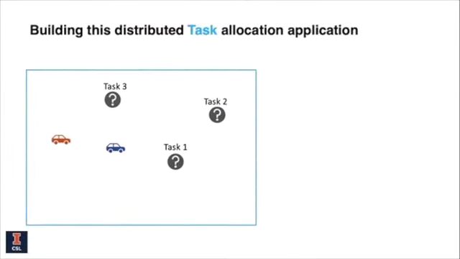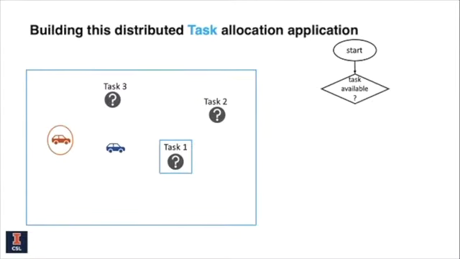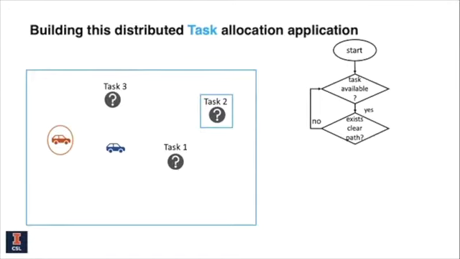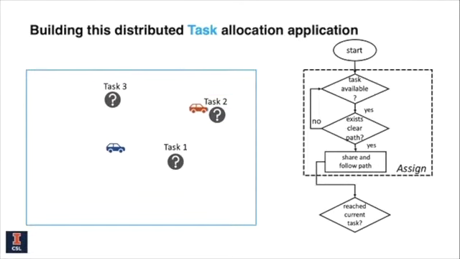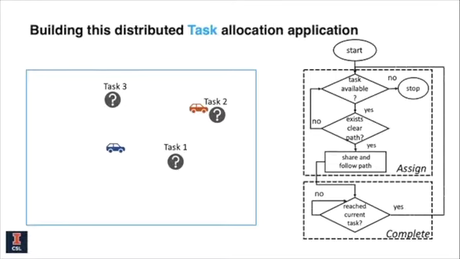When each robot starts the application, it looks for an available task. On finding such a task, the robot checks whether it has a clear path to it. If not, it looks for another available task. If this task has a clear path to it, then it shares the path to this task with the other robots and follows the path. This is how tasks are assigned. Upon reaching the location, the task is marked complete, and the whole process repeats until there are no more tasks. This is a fairly straightforward design.